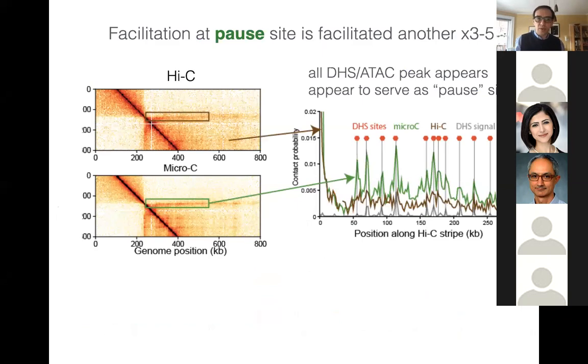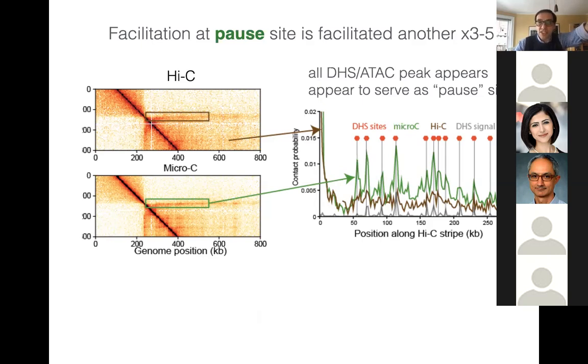Similarly, if I look at real data, comparing Micro-C and Hi-C, in Hi-C this is just a stripe. In Micro-C, if I take a slice of this, this stripe is made of many peaks. What's also interesting is that basically every DHS site, every DNA hypersensitive site, or in other words, arguably every regulatory region in this neighborhood, serves as a weak pause site. So extrusion pauses at every DHS site.